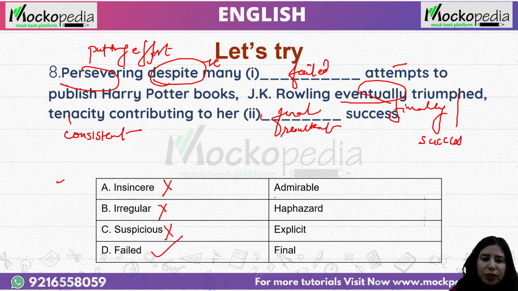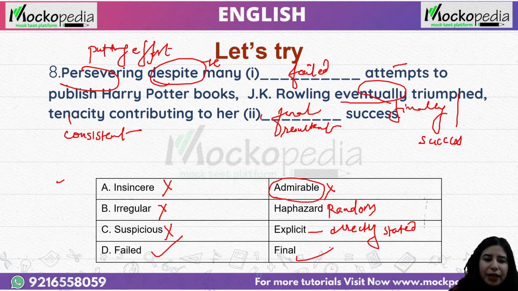So admirable is not fitting in. Admirable, we could have still put success could be admirable, but insincere will not fit in. Haphazard is random, so this goes out. Explicit is something which is directly stated, so this also doesn't match. So finally, both the choices fit in the blank. So D is going to be the right answer.